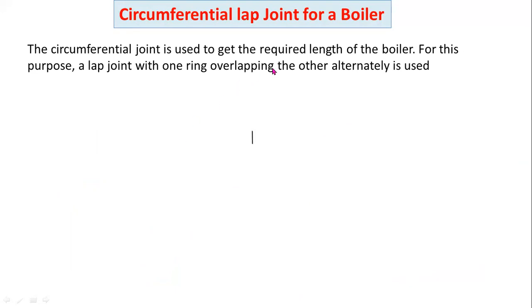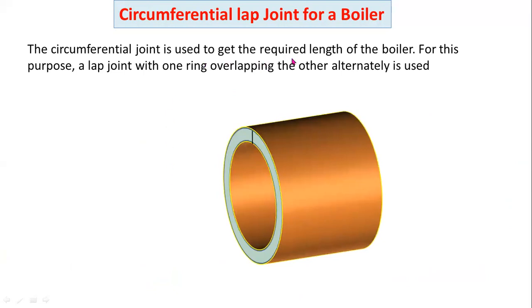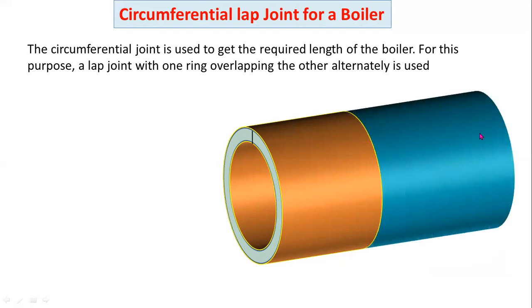Now, the circumferential lap joint. The circumferential joint is used to get the required length of the boiler. For example, this is a boiler. This length is not suitable for the entire boiler. So if you want to extend this height, then you have to join another cylinder. Now here this is the joint for these two cylinders.